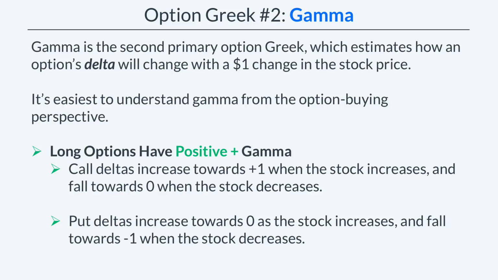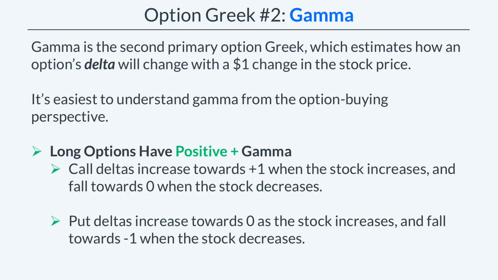Now to understand this in terms of probabilities, delta is sometimes used as an option's estimated probability of expiring in the money. So when the stock price increases, call options at every strike price have a higher probability of expiring in the money, which means their call deltas will increase. Now if the stock price decreases, call options at every strike price have a lower probability of expiring in the money, which means their deltas will fall towards 0.